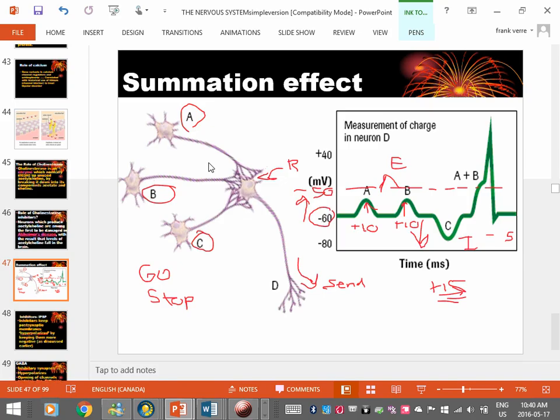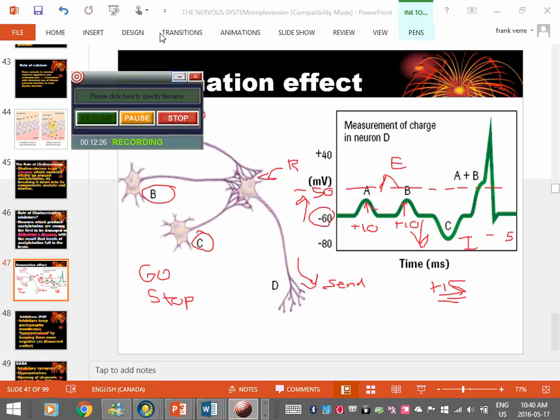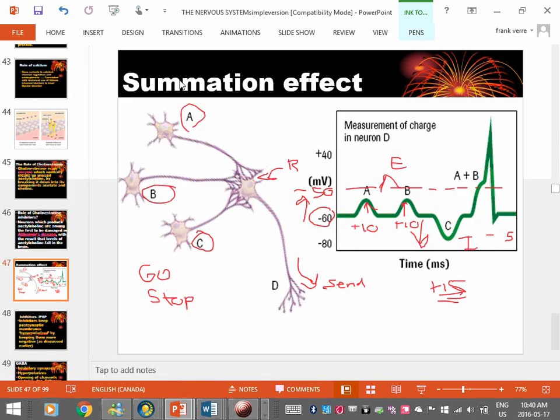What do you think the answer is based on this picture? So some of the neurotransmitters will try to promote an action potential, and some of them will try to inhibit. Actually, let's pause this for a second. All right. So what do you think?